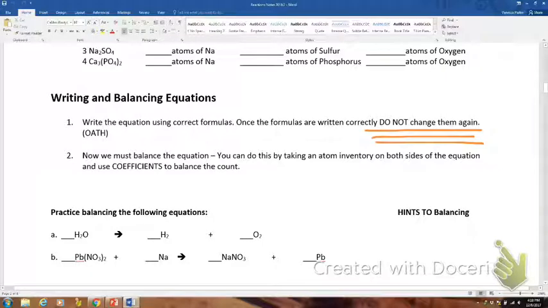So then after we have the formulas written correctly, now we are going to balance the equation. And we're going to do this, remember, by taking an inventory on both sides of the equations and then using coefficients to balance those out, okay? And I'm going to stress we do not change the subscripts.